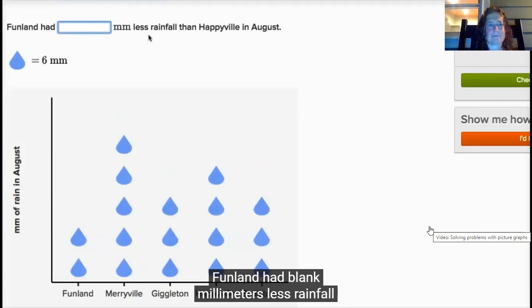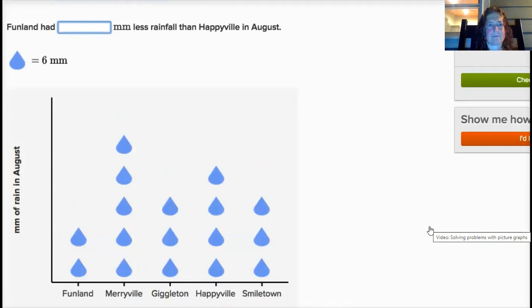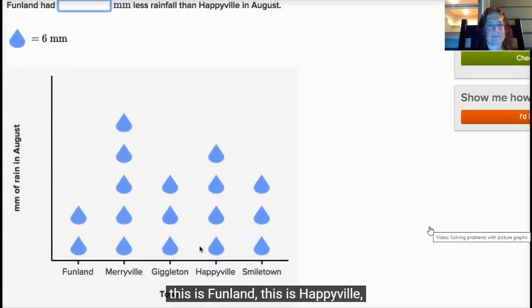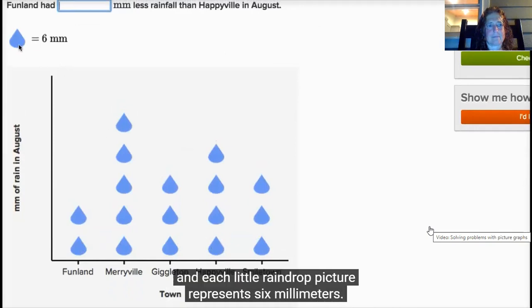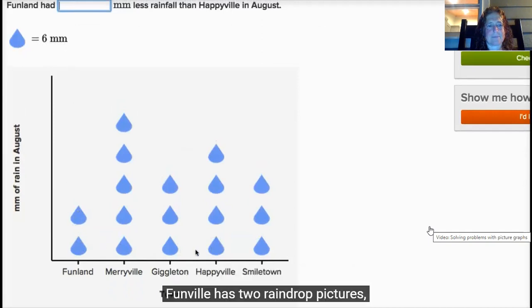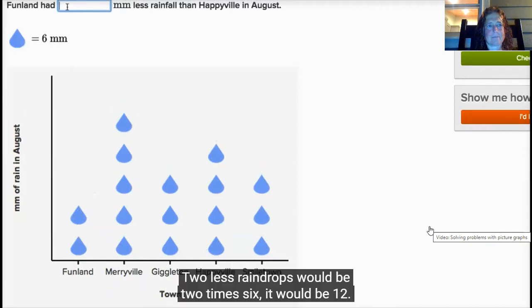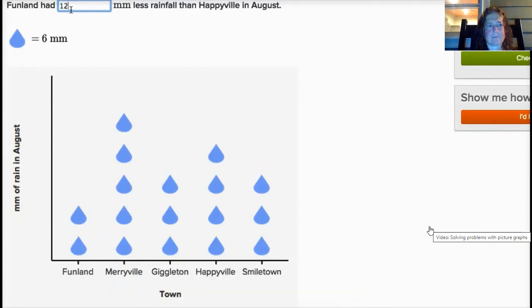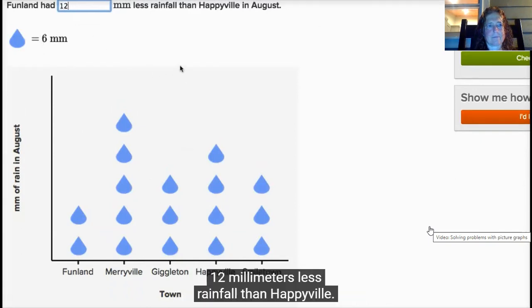Funland had blank millimeters less rainfall than Happyville in August. So this right over here is Funland, this is Happyville, and each little raindrop picture represents 6 millimeters. Funland has 2 raindrop pictures, Happyville has 4 raindrop pictures, so Funland had 2 fewer raindrops. 2 fewer raindrops would be 2 times 6, which is 12. 12 millimeters less rainfall than Happyville.